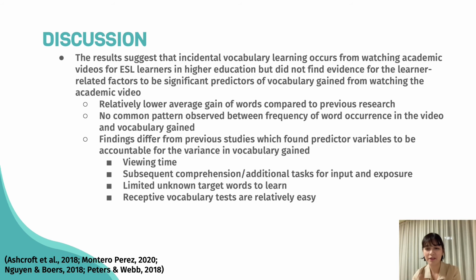And unlike previous studies that propose that when a word occurs more frequently in the video, it's more likely to be noticed, this study suggested no common pattern was observed between the frequency of occurrence and the vocabulary gained from the participants. And lastly, the findings from the study differ from previous studies which found predictor variables to be accountable for the variance in vocabulary gained, where learners with higher ability actually had more incidental vocabulary learning gains.